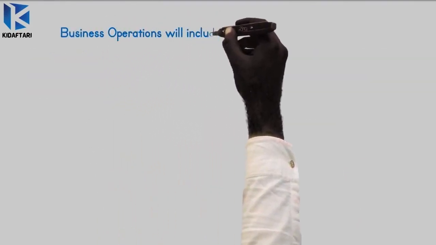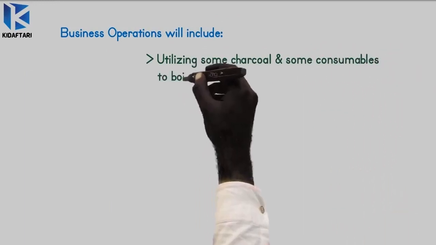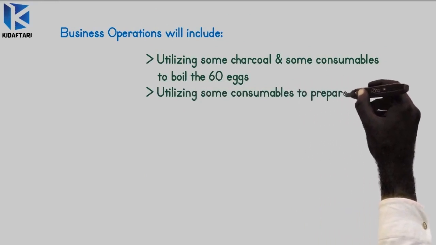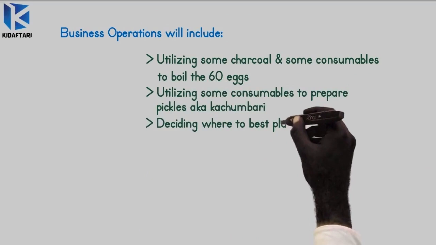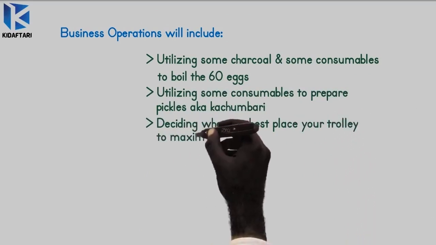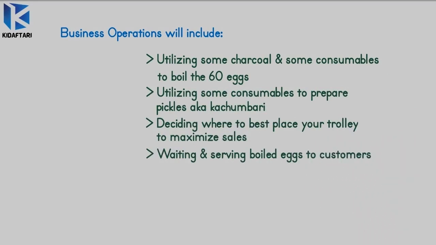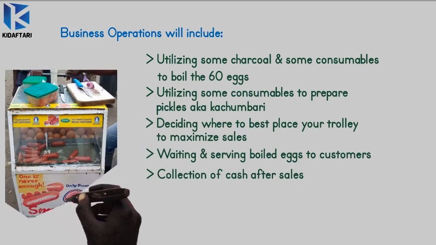For this business, operations will include utilizing some charcoal and some consumables to boil the 60 eggs, utilizing some consumables to prepare pickles aka kachumbari, deciding where to best place your trolley to maximize sales, waiting and serving boiled eggs to customers, collection of cash after sales.